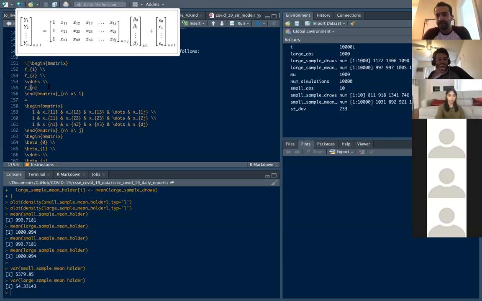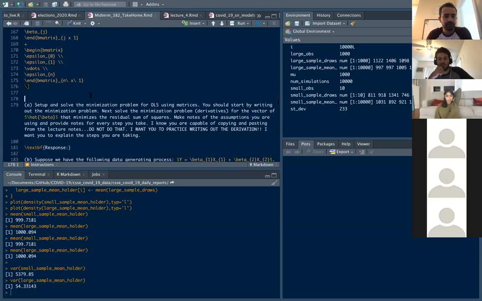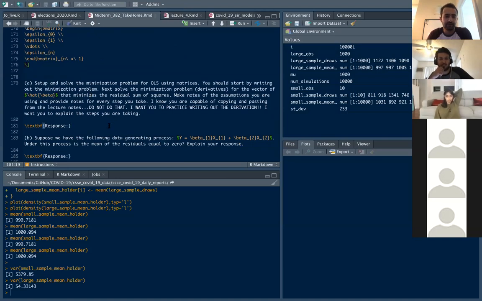But basically the 1 represents the intercept term, right? Because if you take the dot product of this X matrix with a vector of betas, the 1s are going to be multiplied by beta 0. So basically it's just going to be beta 0. And then our error term, our residual term, is just going to be a vector of residuals. Okay, so here I was asking you to just set up and solve the minimization problem for ordinary least squares using matrices, right? And I asked you specifically, I know you're capable of copying and pasting the lecture notes. Do not do that, right? I want you to actually practice writing it out.